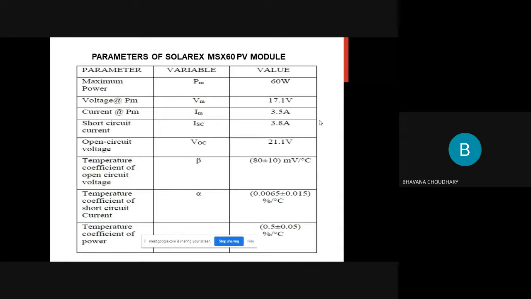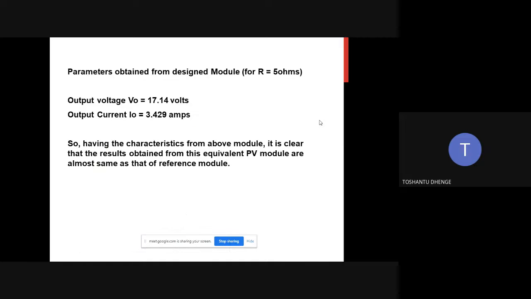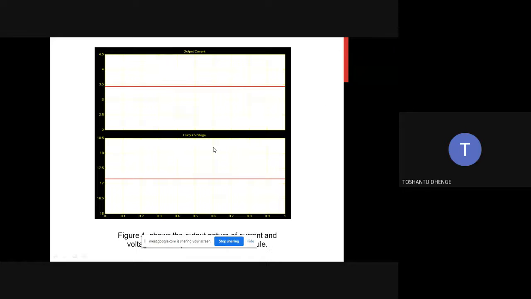The reference model we have considered is the SolarX MSH6P photovoltaic module. These are the parameters of the reference model. Next. These are the output voltage and current we are getting from the circuit at maximum power. The outputs are almost the same as that of the reference model. Next. Figure shows the nature of output of the design model. Next.